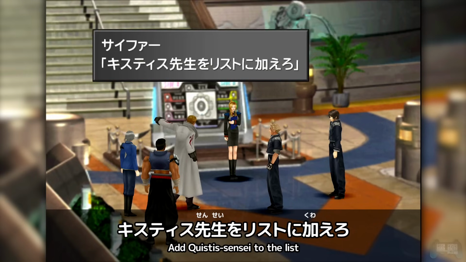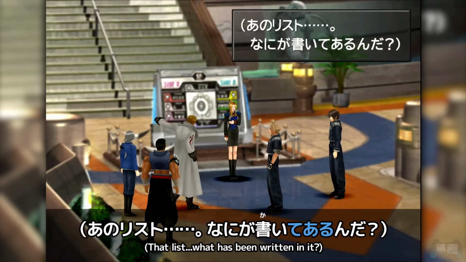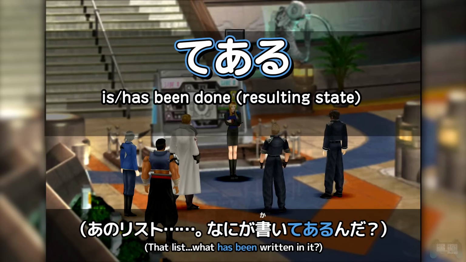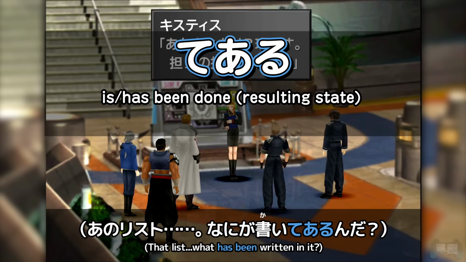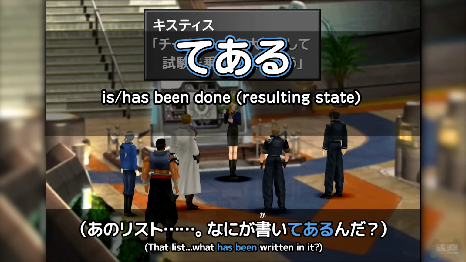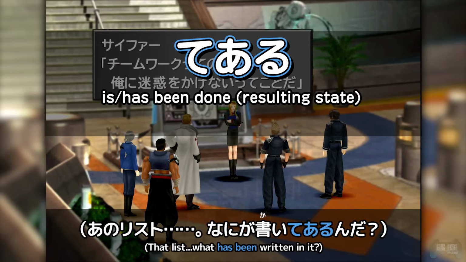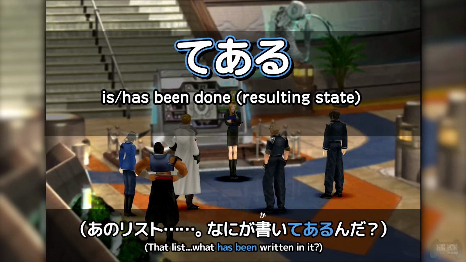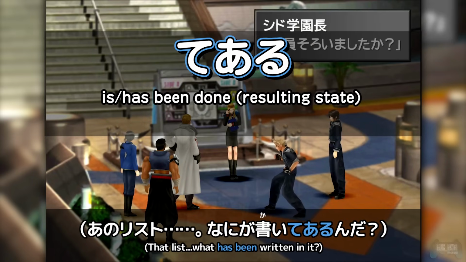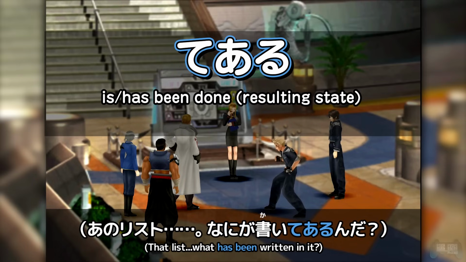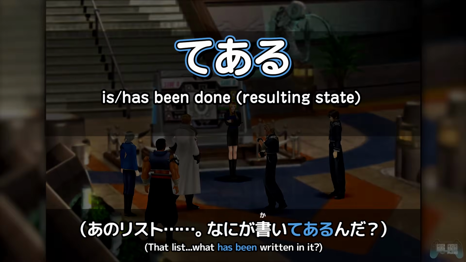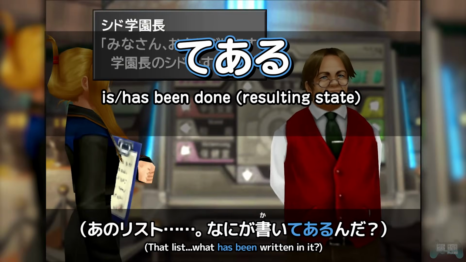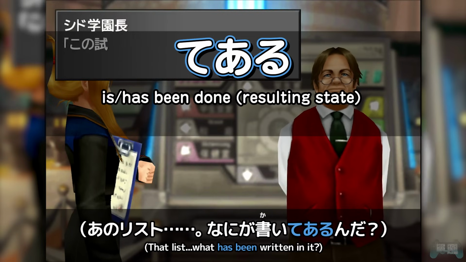Te aru, is or has been done. By putting a verb in the te form followed by aru, it makes it feel like something is done intentionally and you can see the resulting state of that action. It's similar to using the past tense form, but it's different in that it places emphasis on the action being done intentionally and that end result is still being visible.